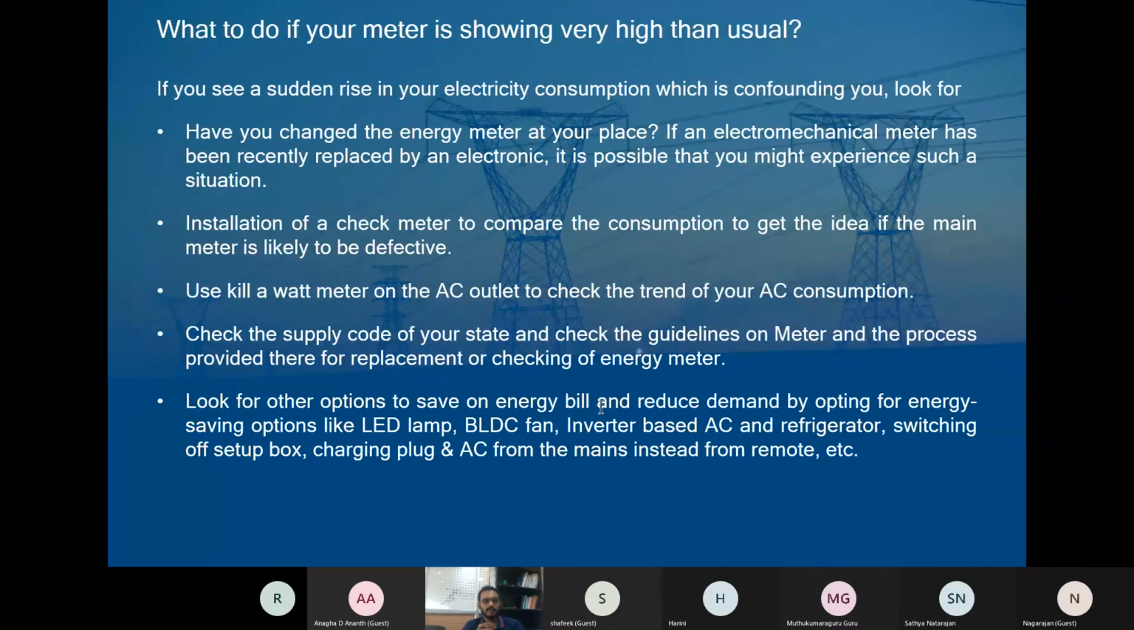So look for other options to save on the energy bill and reduce demand by opting for energy saving options, like replacing your old CFL lamps and halogen lamps with LED lamps. Replace your old AC motor fans with BLDC fans, use an inverter-based AC, or use an efficient refrigerator. Switch off the set-top box and charging plugs from the mains instead of using the remote.